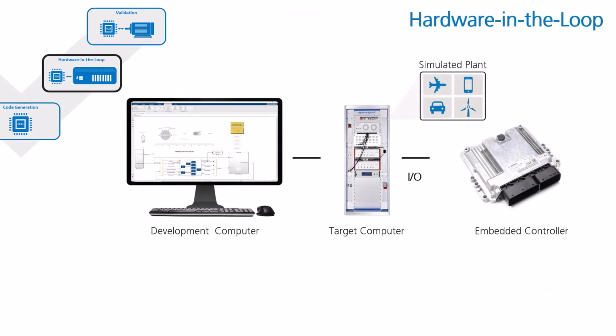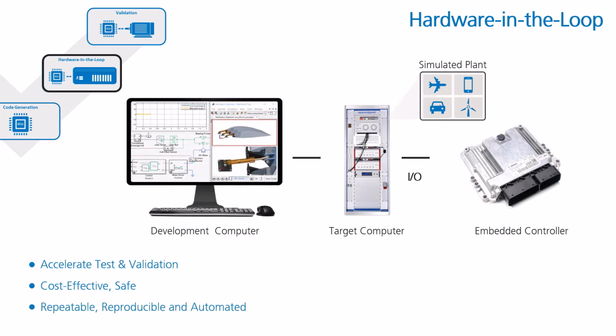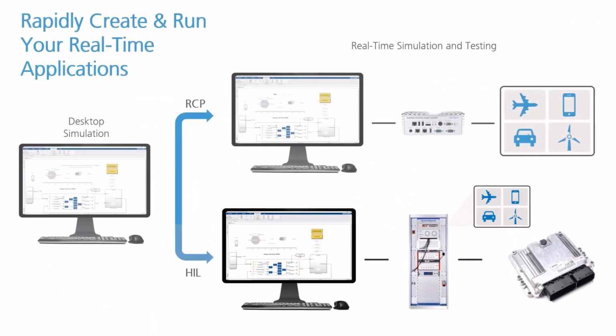The second key use case is hardware-in-the-loop simulation, or HIL for short. HIL simulators allow you to test and validate your embedded controller versus a simulated plant running in real-time. This is a great way for you to reduce costs and safely test your embedded controller in a reproducible and automated way, in scenarios that would otherwise be hard to mimic in real life.